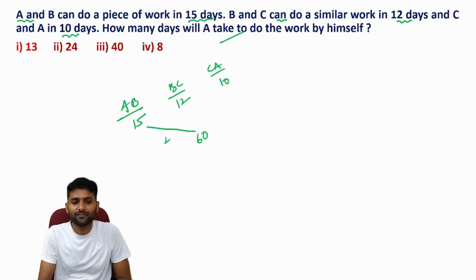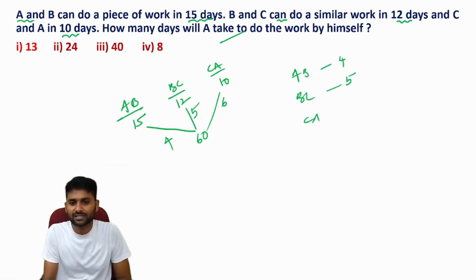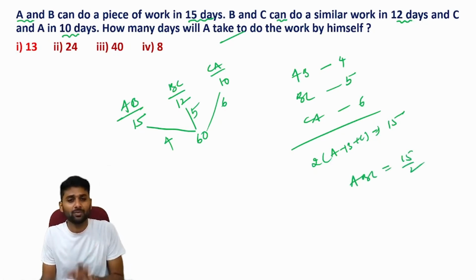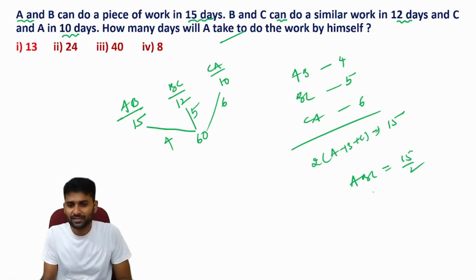Here the efficiency of AB is 4 units, the efficiency of BC is 5 units, the efficiency of CA is 6 units. Now 2 times (A plus B plus C) is exactly equal to 15 units. So the ABC efficiency is 15 by 2. Now the question is how much time A takes. So what is A's efficiency?